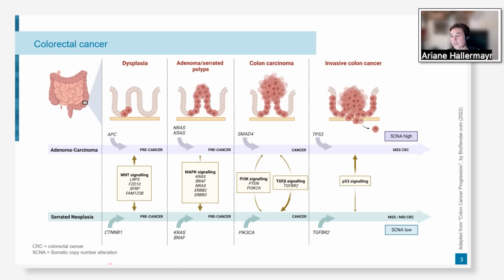And the second most frequent pathway is the serrated neoplasia pathway that is initiated by a variant in CTNNB1, followed by variants in KRAS or BRAF, and finally followed by PIK3CA and TGFBR2 variants. And colorectal cancers that develop through the serrated neoplasia pathway eventually lead to microsatellite stable or microsatellite unstable colorectal cancers and are associated with lower numbers of somatic copy number alterations.